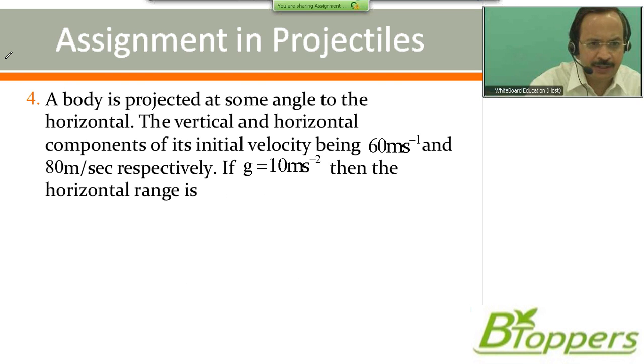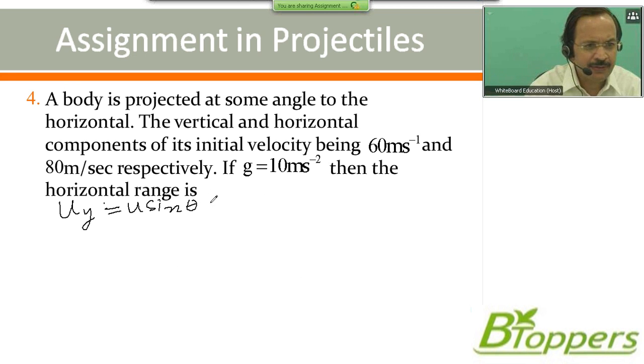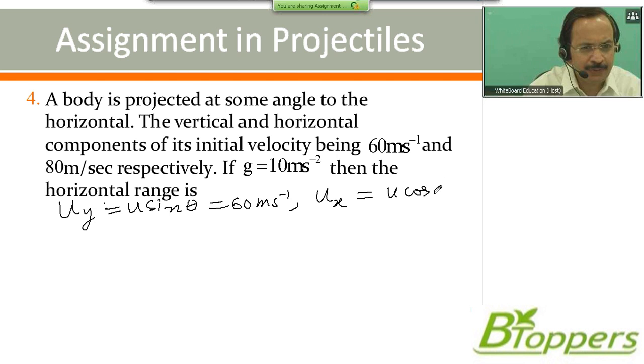So the vertical component of initial velocity, we denote it by uy, which is equal to u sine theta, that is given to be 60 meter per second. The horizontal component of initial velocity, which is denoted by ux or vx, is given by u cos theta, that is given to be 80 meter per second.